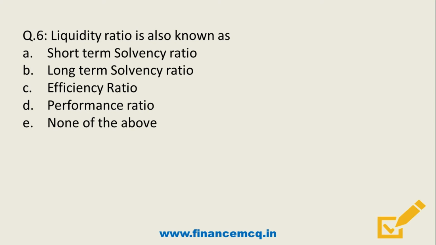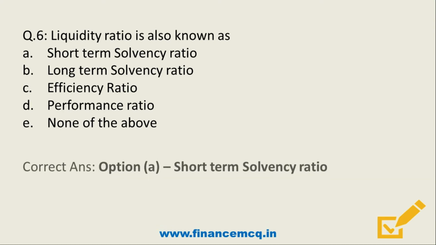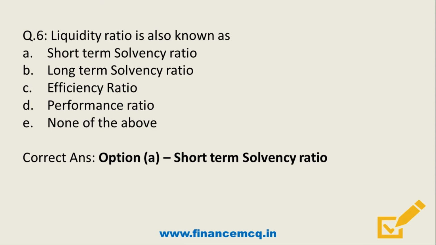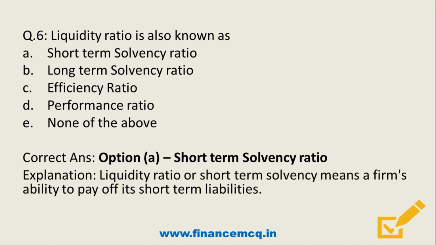Question number 6. Liquidity ratio is also known as A. short-term solvency ratio, B. long-term solvency ratio, C. efficiency ratio, D. performance ratio, E. none of the above. So what's the correct answer? It's option A short-term solvency ratio. Friends, short-term solvency ratio shows firm's ability to pay off its short-term liabilities like payment to creditors and bank cash credit or bills payable, etc.